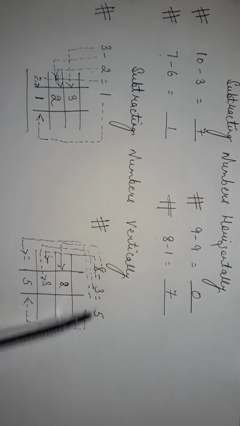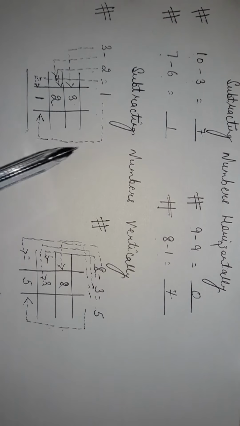So like this you have to draw the lines in the shaded way and you will subtract the numbers vertically. I hope you understood. Thank you.